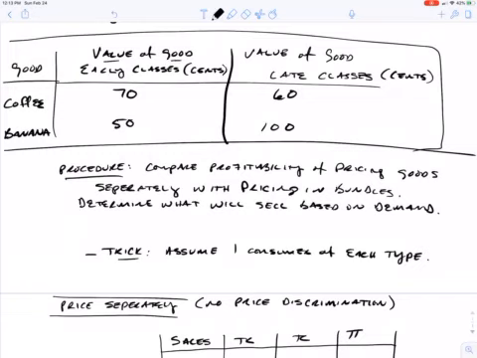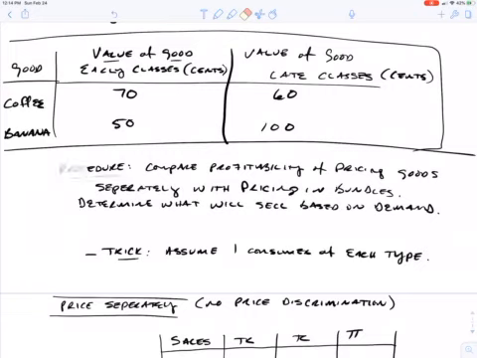So I know that there are early class types, and early class types value coffee more than they value bananas. So the early class types value coffee at 70 cents, and they value bananas at 50 cents. So they value coffee a little bit more than they do the food, whereas the late class types are going to value coffee at 60 cents and have a willingness to pay for bananas of $1. And again, we're in cents here. So the late class types are going to value bananas more than coffee, and the early class types are going to value coffee more than bananas. And again, I can't observe these types of students, but I know they come in equal proportion.